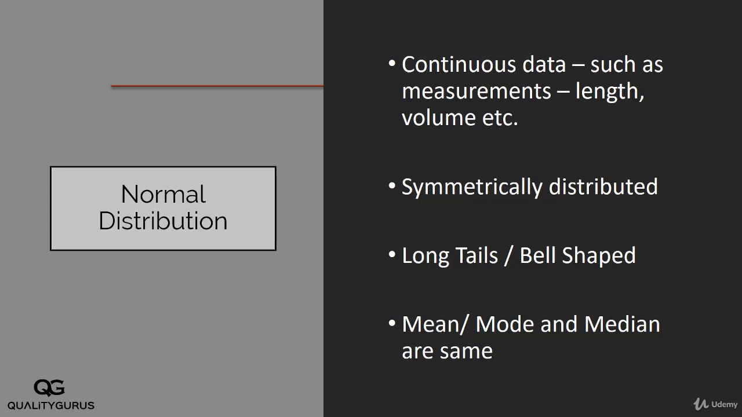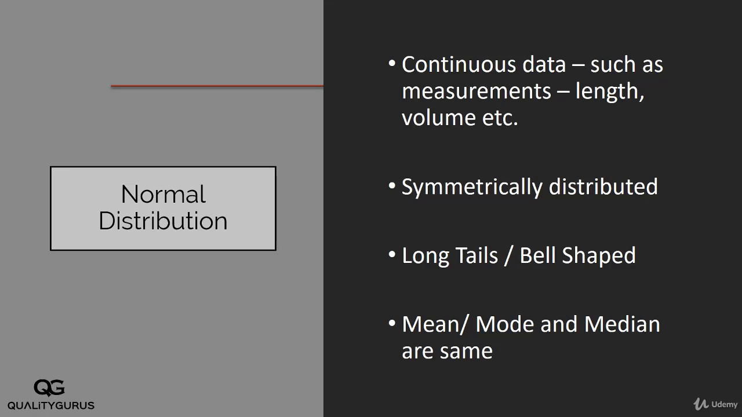So earlier we talked about binomial distribution. Let's look at the normal distribution here. We have earlier said that normal distribution is used when your data is continuous. Your data is continuous when you take measurements such as length, volume, weight, distance, time. All these things, when you measure, are continuous numbers. So that's where you use normal distribution.